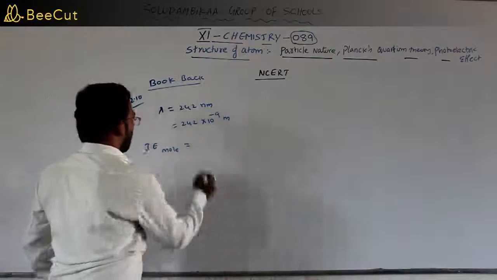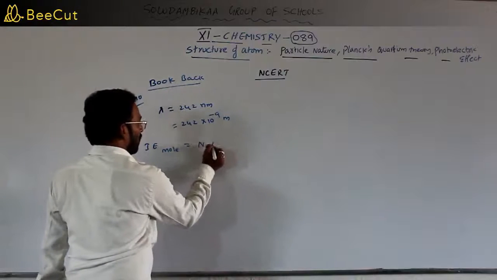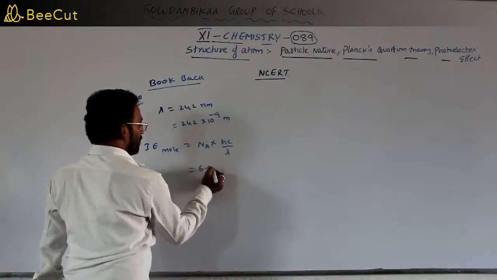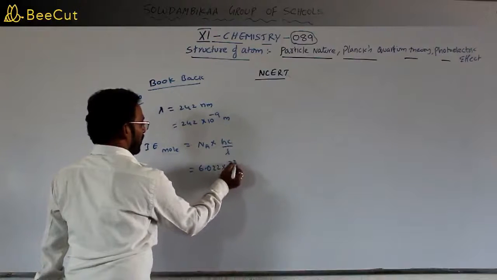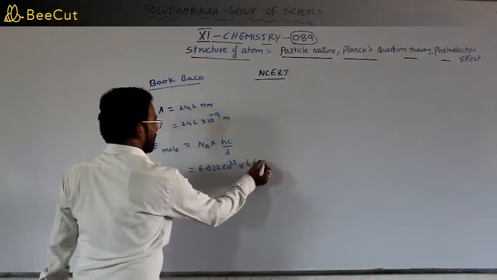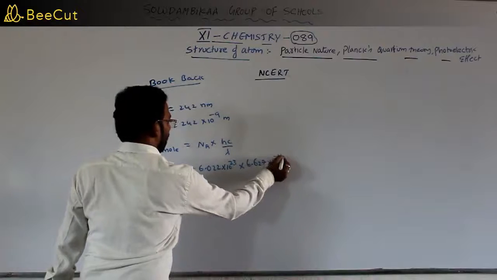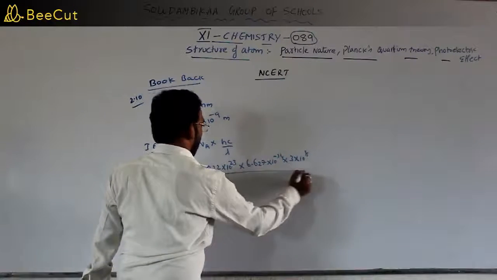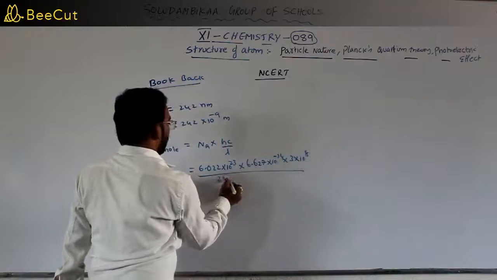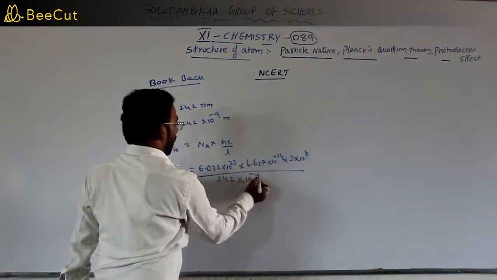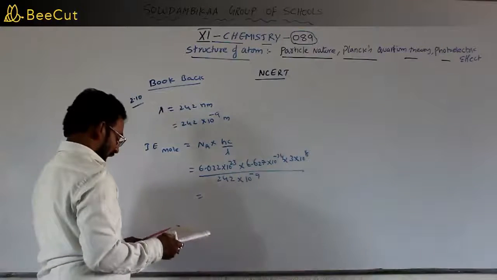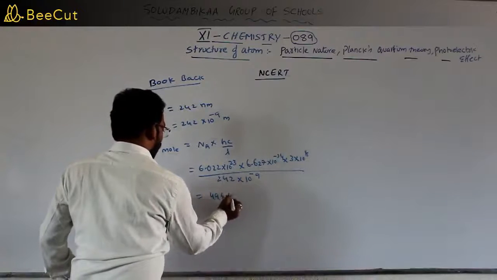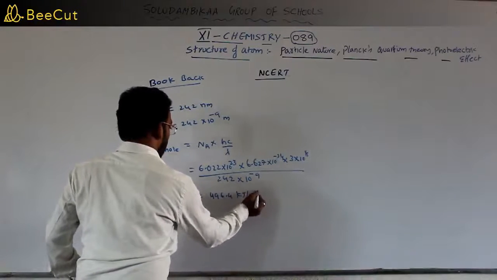That means we can write N_A hc by lambda. What is our number? 6.022 into 10 to the power 23 into Planck's constant 6.627 into 10 to the power minus 34 into velocity of light 3 into 10 to the power 8 divided by lambda 240 into 10 to the power minus 9. Upon calculation we will get 496.4 kilojoule per mole.